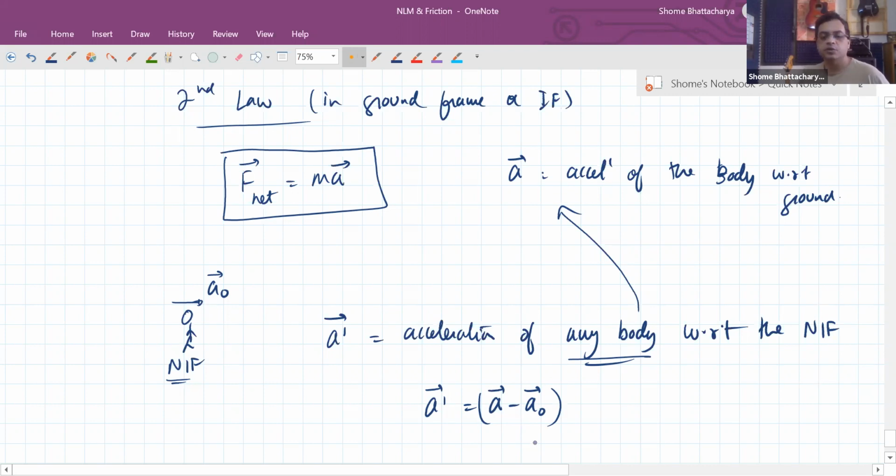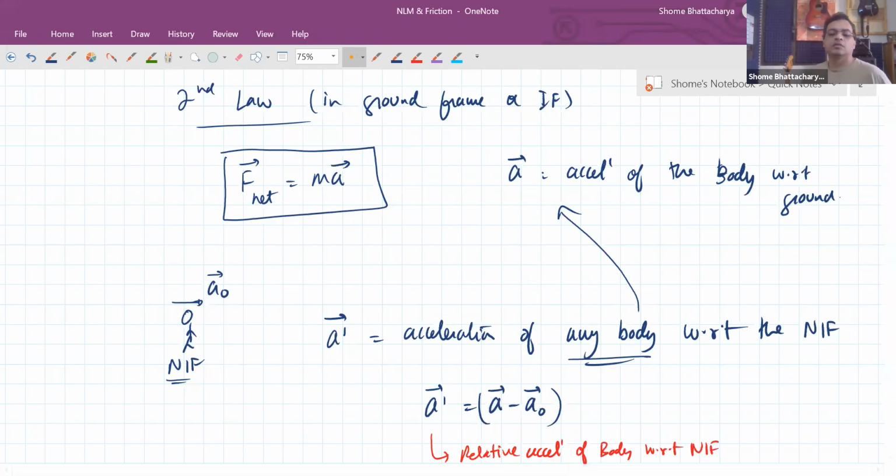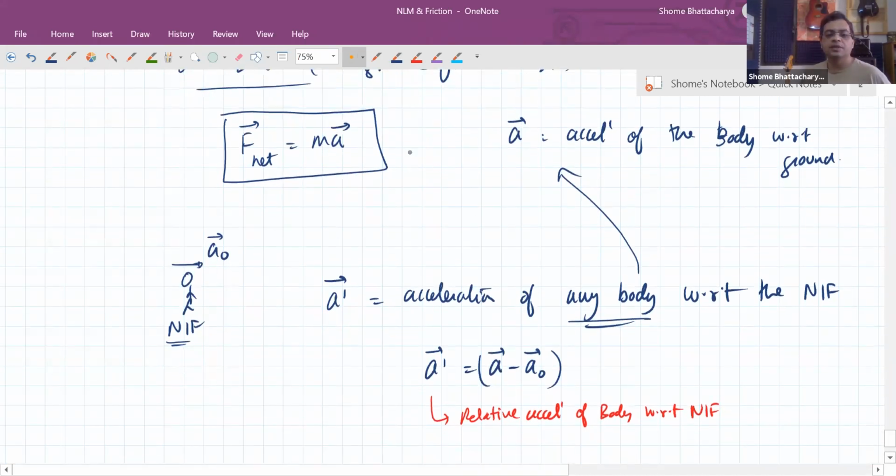This is coming from the concept of relative acceleration. It is the absolute acceleration of the body minus the acceleration of the moving frame. That becomes the relative acceleration. This is the relative acceleration of the body with respect to the non-inertial frame. Okay, so it is a vector difference of these two. Now compare this with equation 1.